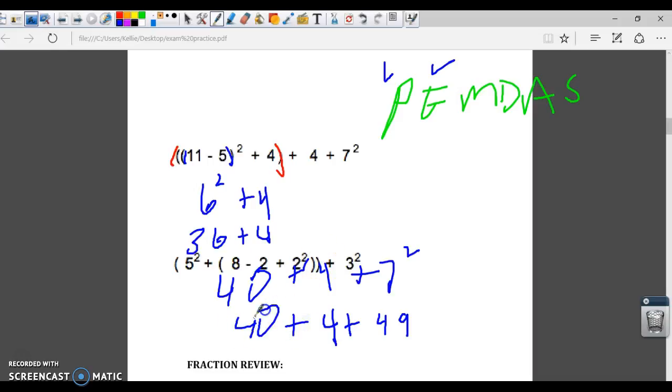Plus the 40. So now everything is all adding them together. So you have your 40 plus 4 plus 49. Alrighty. 40 plus 4 plus the 49. You should have 93. Answer, 93. One more.